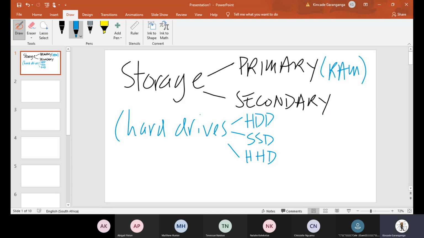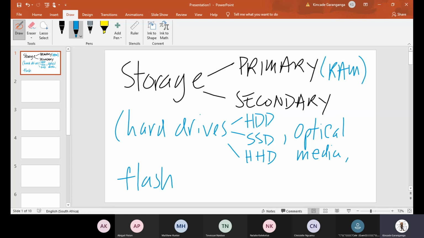And then the other types of components you can find is optical media. So remember all your DVDs, CDs, and so on will fall within that particular category. And you can also talk about flash media. Such components as your SD cards, your thumb drives, and so on would fall within this particular category. All right. So these are typical examples. Let's see if we can write this accordingly.